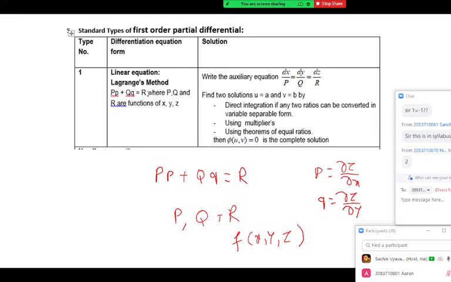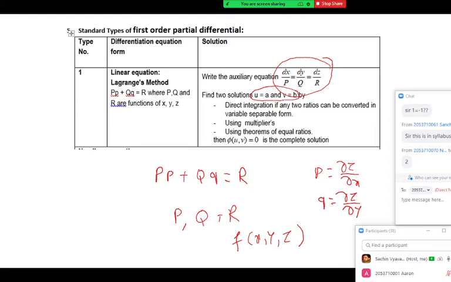We already saw that the number of arbitrary functions in the solution is equal to the order of the differential equation. So right now it is a first order PDE, so only one arbitrary function should be there in the solution, or two arbitrary constants. Now, when we write this auxiliary equation, dx upon P equal to dy upon Q equal to dz upon R, it is just like equal ratios. Our aim is to get two independent solutions first. To get these two solutions, u equal to constant and v equal to constant, we use different methods. There is no unique method in Lagrange's, and that's the tricky part actually.